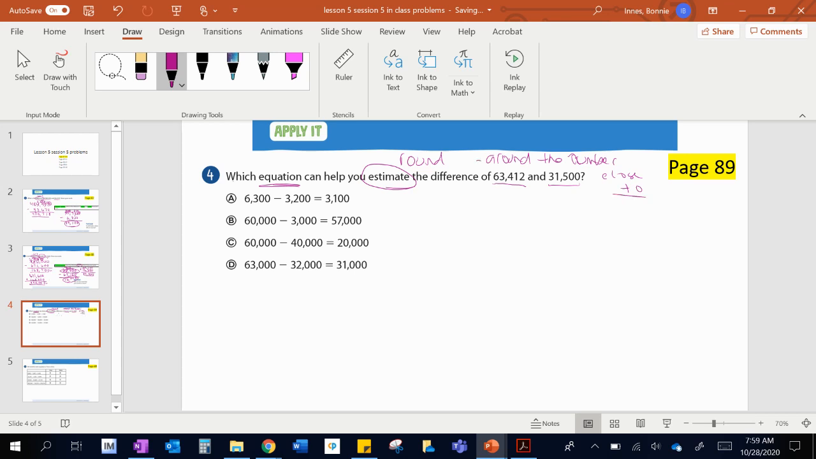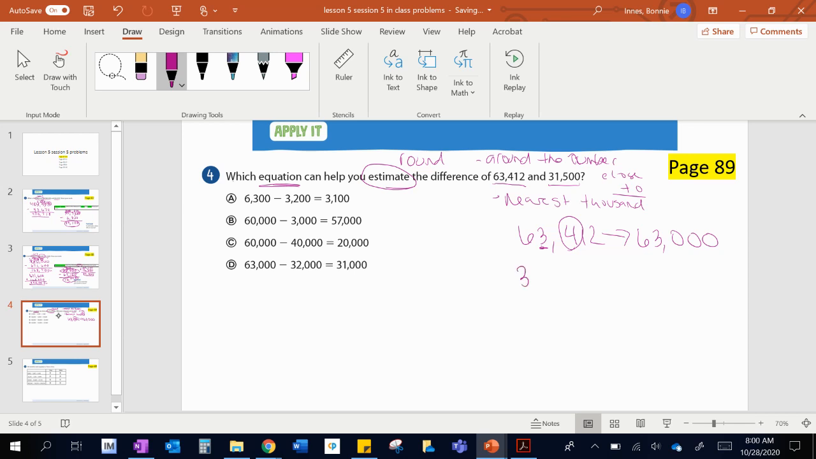So what's it close to? What's around about the same number if we subtract it? So we are going to round to the nearest 1,000. All right, so if I look at 63,412, I'm going to round to the nearest 1,000. So I look at 3,000 and I look over at the 4. It's below 5, so this is going to round to 63,000.